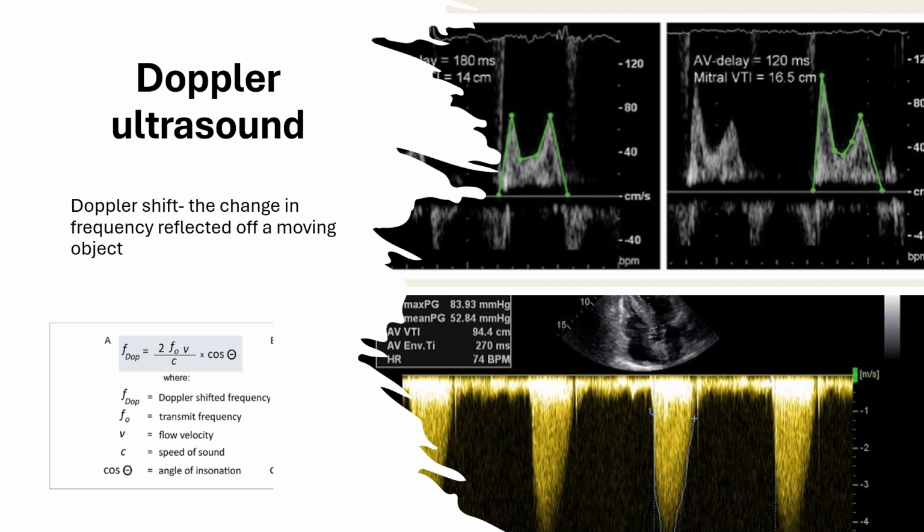And why do we have 2 times the transmitted frequency? Because we have a frequency which was transmitted and a frequency which was returned from the moving object, divided by c, which is the velocity or speed of sound in tissue, and we assume it is 1540 meters per second.